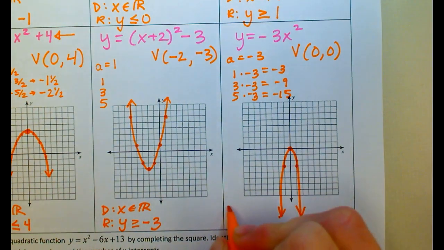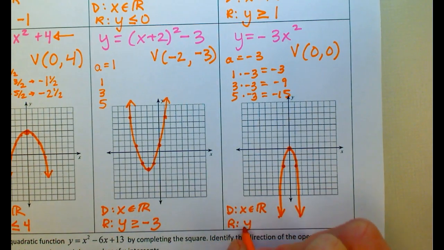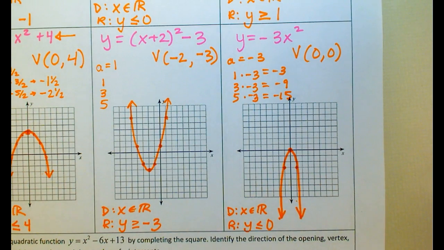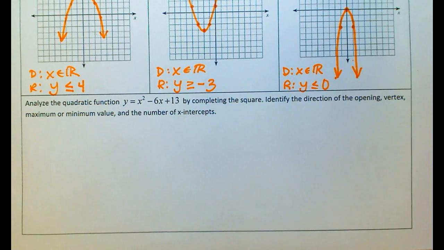My domain is all real numbers. X is an element of the reals. And my range, all of my y values, are all less than or equal to 0. Okay, so hopefully these graphing ones went well. You can always review over them if you need some more help. Our last problem is going to help us with the next lesson.